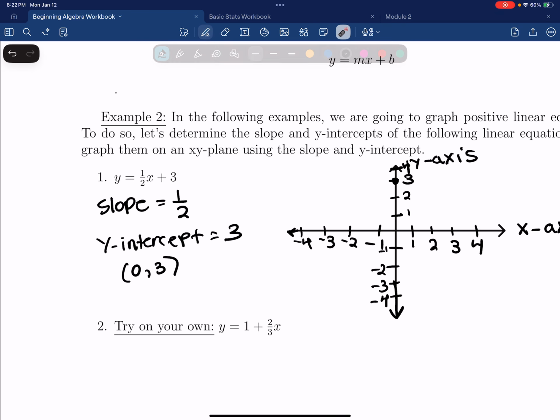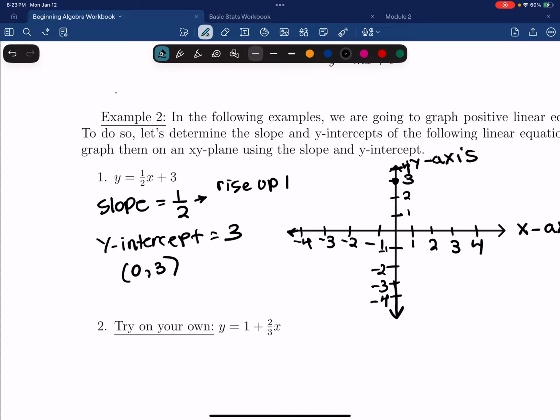Because our x value here is 0. We're not going anywhere left or right, so our x value is 0. And then our y value, we're going up by 3. So that's our y-intercept. And our slope is 1/2, which means we're going to rise up by 1. And then 2 means we're going to run by 2.